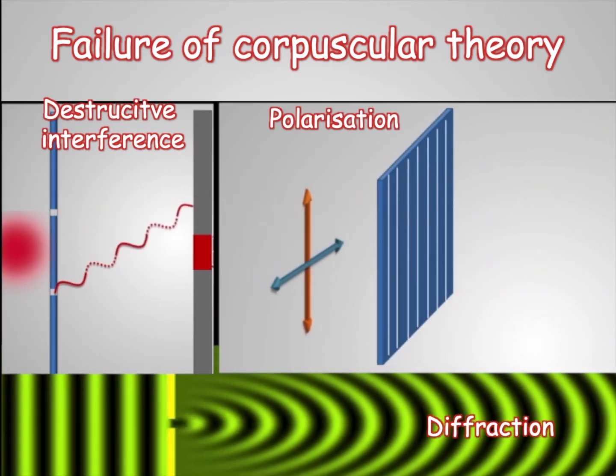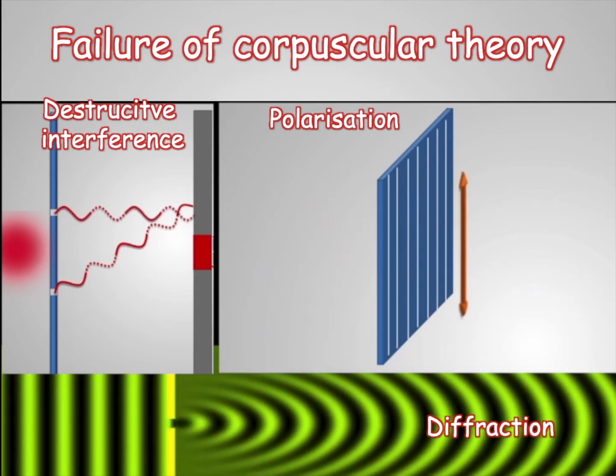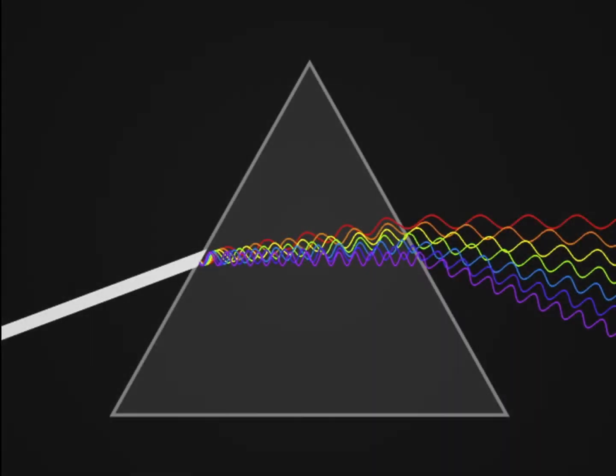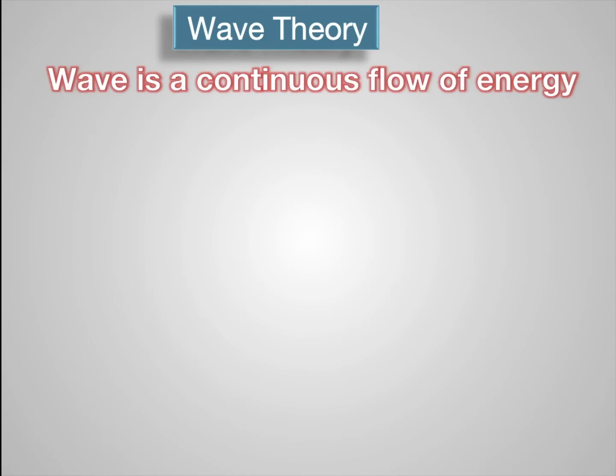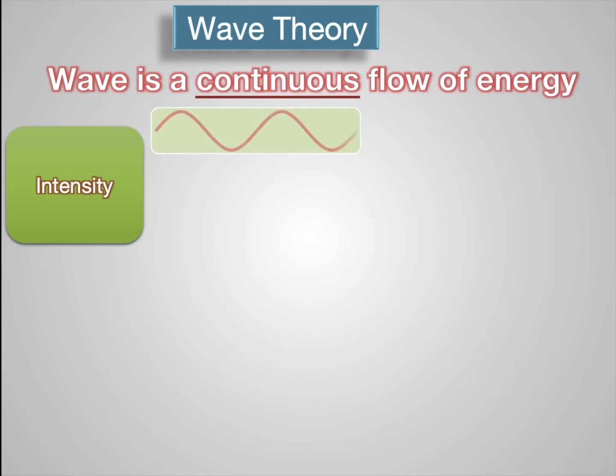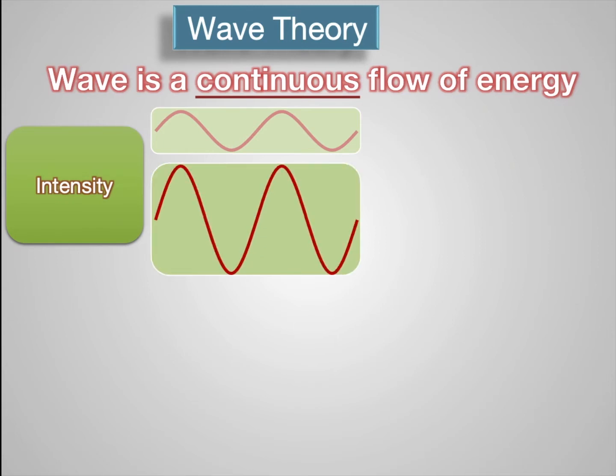Now let's see what wave theory says about light. Wave theory says light is a wave, and wave means a continuous flow of energy. Now there are two important characteristics of a wave. One is the intensity, or what you call the brightness. For example, if this is a very dim red colored wave, how does a bright, very intense red colored wave look like? Wave theory says a bright red light looks like this.